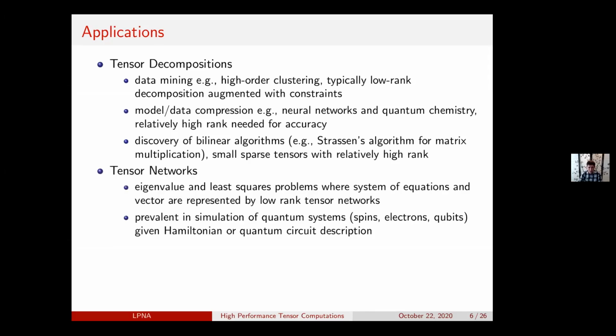So that's kind of tensor decompositions and their applications. In the tensor networks sphere, we're typically solving eigenvalue problems, linear systems, or least squares problems, where the equations, as well as the vector for which we're solving, as well as the right-hand sides, are all represented themselves as tensor networks. So all of these vectors and matrices are thought of as much higher order tensors, and then factorized in that representation.